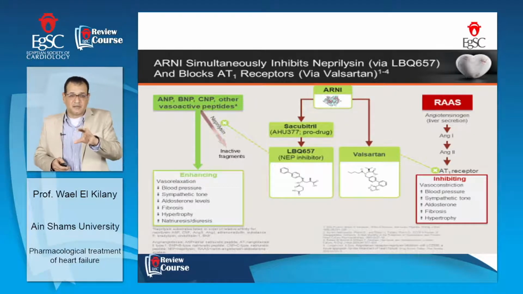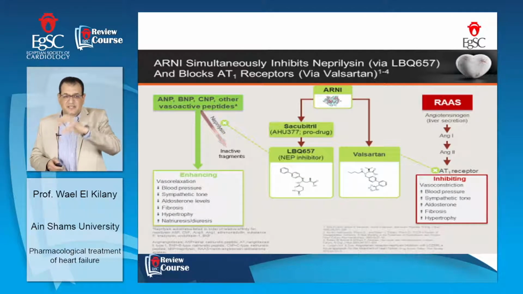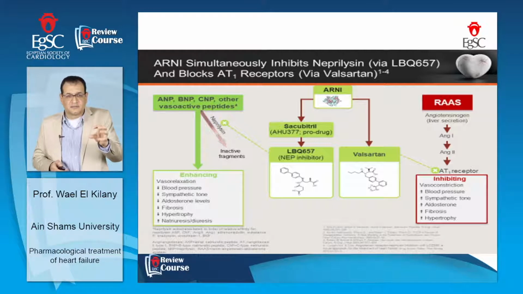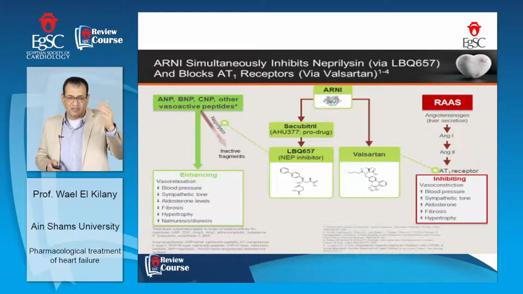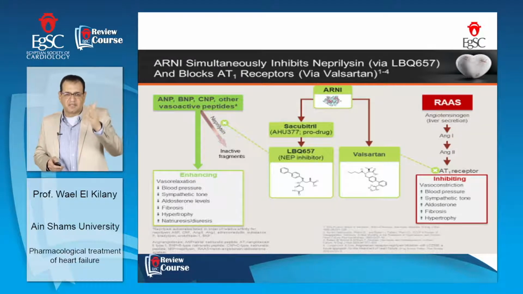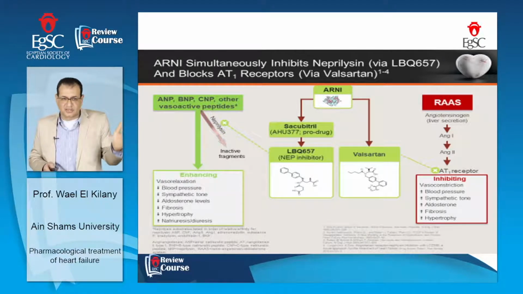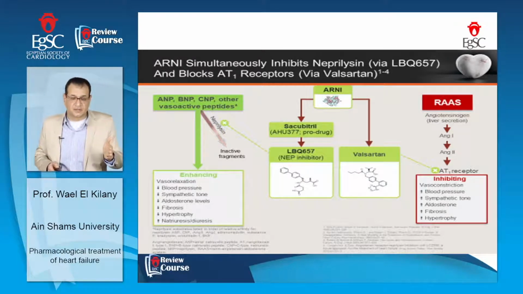But sacubitril acts differently. It inhibits neprilysin. Neprilysin is an enzyme that deactivates ANP, BNP, and CNP. These are vasoactive peptides resulting in vasodilatation, decreasing blood pressure, decreasing sympathetic tone, decreasing aldosterone level, fibrosis, and hypertrophy. And of course, it's a natriuretic.